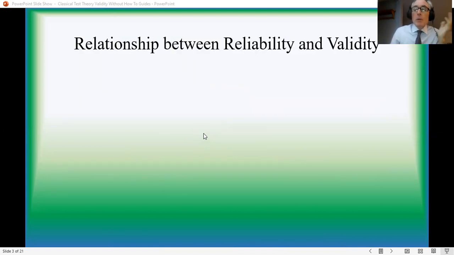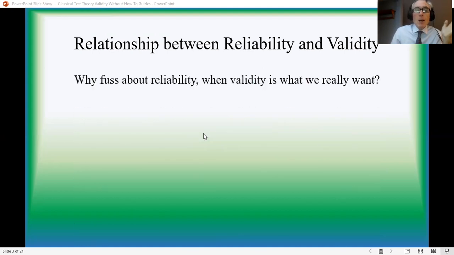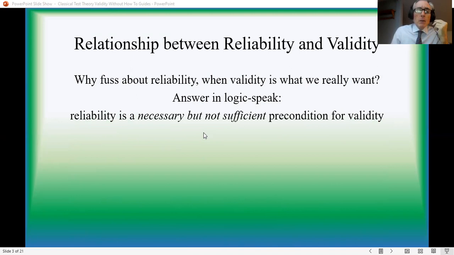Now, reliability. We spend so much time fussing about reliability, and at the end of the day, we discover that it isn't even what we really directly care about. Why? Why do all that? And the simple answer to that question can be given in different languages, so to speak. So I'm going to try first off with a logical definition of why reliability matters. Reliability is what's known as a necessary but not sufficient precondition for validity. That's the language in which philosophers will speak, logicians will speak.